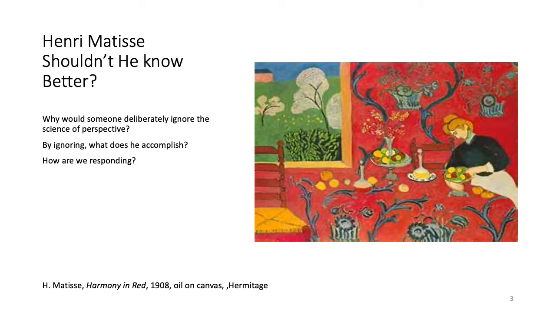So you would think artists know how to paint. Once they know perspective, they would use it all the time. However, take a look at this Matisse. Shouldn't he know better than to paint like this? Do you get a sense of depth?